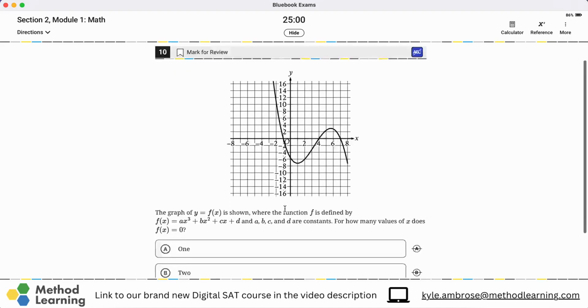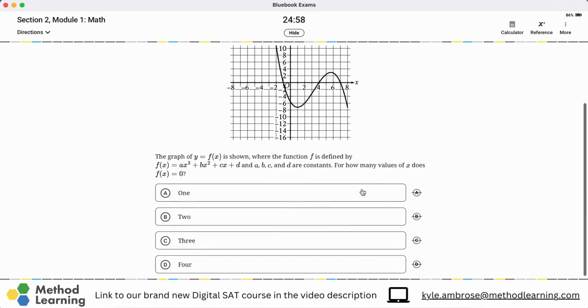This one's interesting. It's starting to get a little harder here. It says that we've got a function. And it says for how many values of x, so how many different x values, does f of x equal 0? In other words, the value of the function f of x is 0.